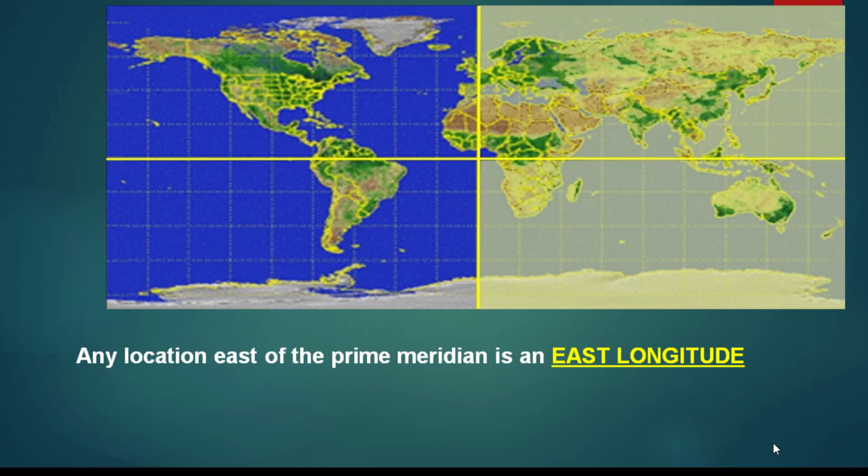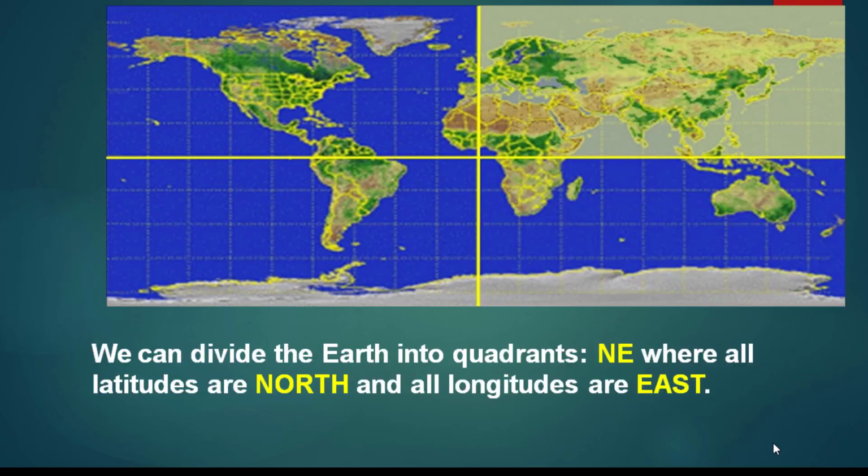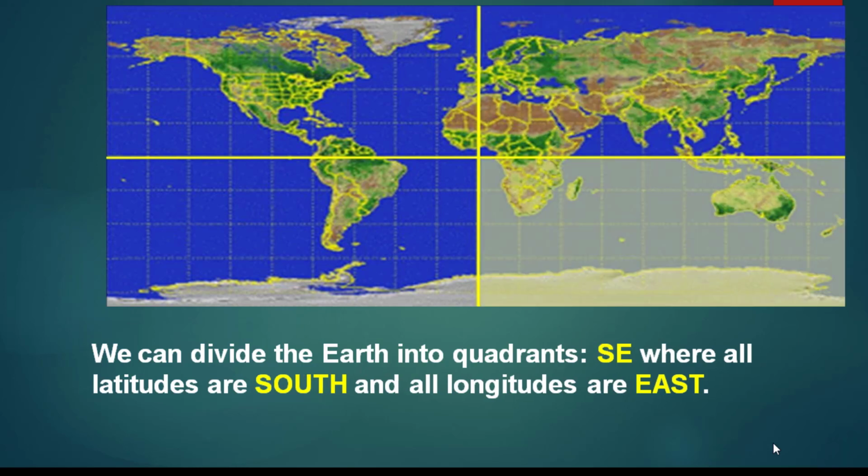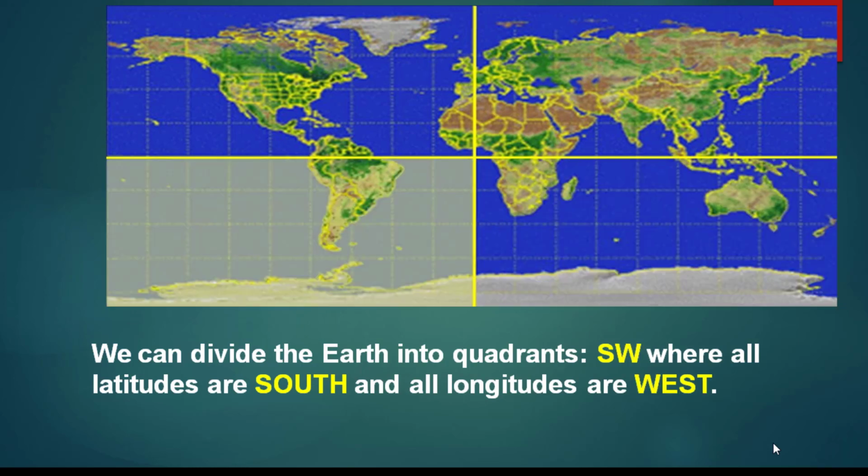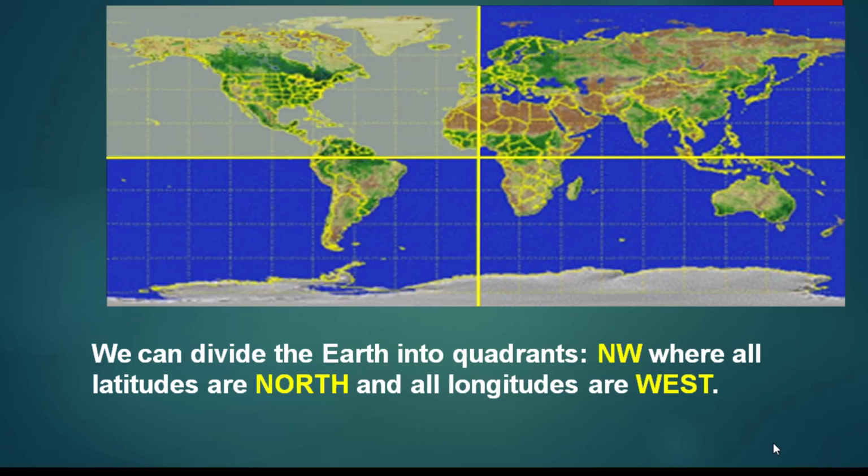We can divide the earth into quadrants like northeast, where all latitudes are north and all longitudes are east, the grey portion. Southeast, where all the latitudes are south and all the longitudes are east. Southwest, where all the latitudes are south and all the longitudes are west. Northwest, where all the latitudes are north and all the longitudes are west.